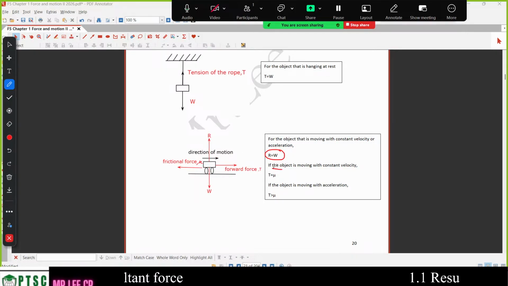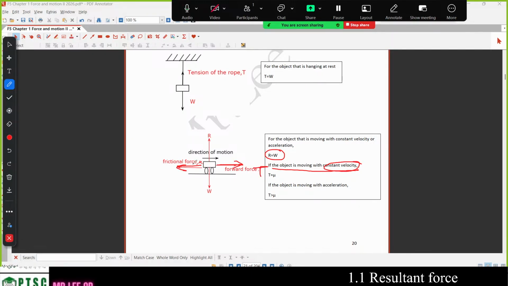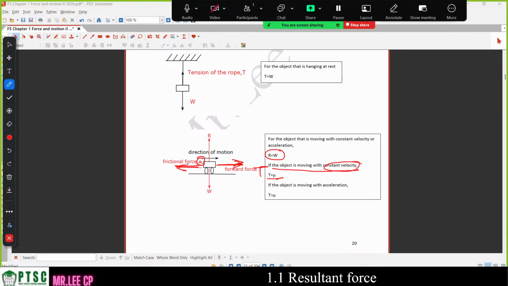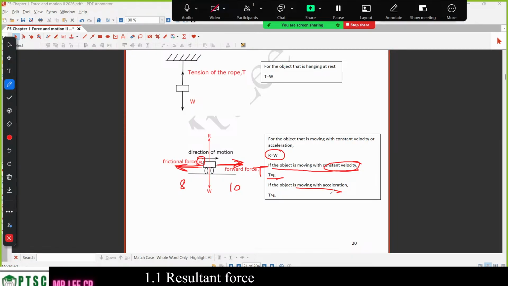Now, if the object moves with constant velocity, it means the forward and the backward forces will be the same. T is equal to mu. Constant velocity. If acceleration, it means the forward force is more than the frictional force. Forward force 10, this one add, then it will accelerate because you have a resultant force. So it will accelerate. You get it?